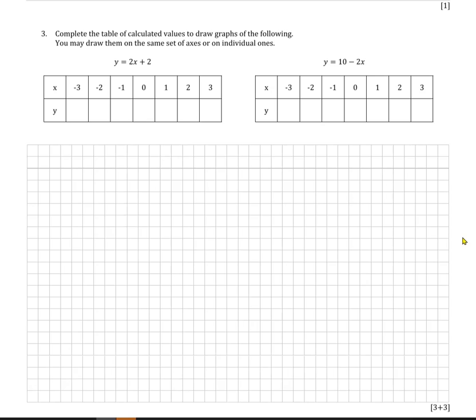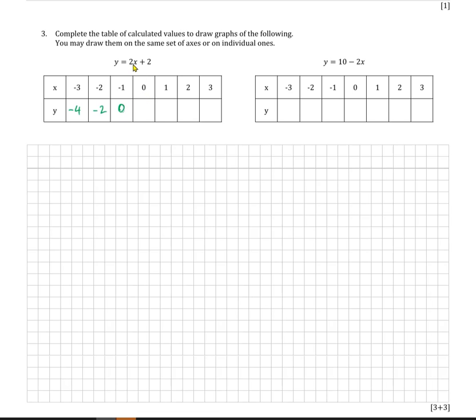Okay, so what we need to do here is substitute our values. So I've already provided you all the x values, so you need to substitute your x into there and do the calculation. So 2 times minus 3, which equals minus 6, plus 2 will equal minus 4. 2 2's are 4, negative, positive, so that's minus 4 plus 2, that's going to be equal to minus 2. Minus 1, it goes in here, so 2 times minus 1 is minus 2, plus 2 gives me 0.